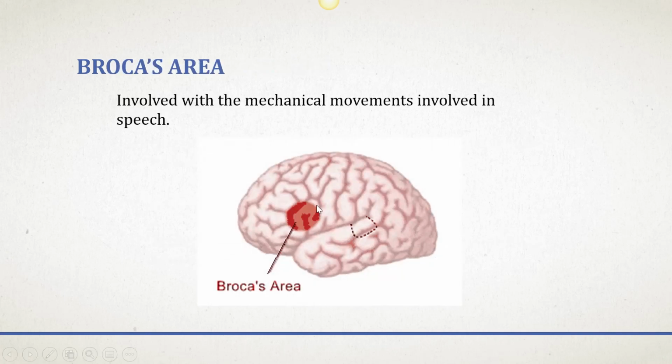Broca's area. This is an association area that's involved with the mechanical movements involved in speech. Damage to Broca's area means that you cannot move the muscles in order to form speech.